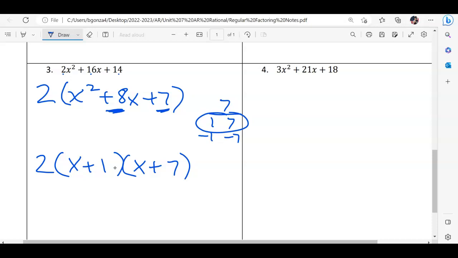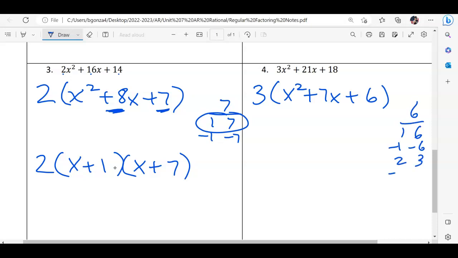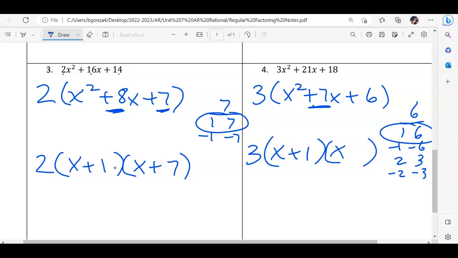Number 4, is a equal to 1? No, but is there a common factor of 3, 21, and 18? What is it? 3. Divide all of these by 3. X squared, 7x, and then 6. Okay? What are the factors of 6? 1 times 6, negative 1 times negative 6, 2 times 3, negative 2 times negative 3. Which one of these will give me 7? 1 and 6 again. So don't forget that 3 still hangs out there. X plus 1, x plus 6. Cool.